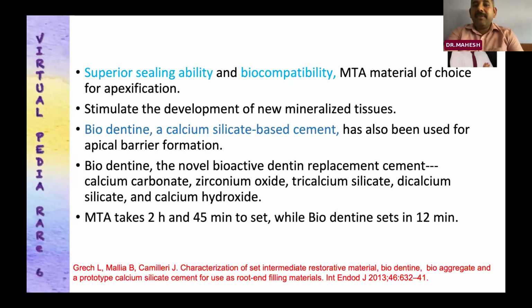To overcome this disadvantage, we have Biodentine, which is a recently introduced material. The initial setting time is only 12 minutes. So you can finish your apexification and your obturation in a single visit with Biodentine, whereas with MTA, we usually do the apexification in one visit and the obturation in another visit. So Biodentine is the most commonly used material now.